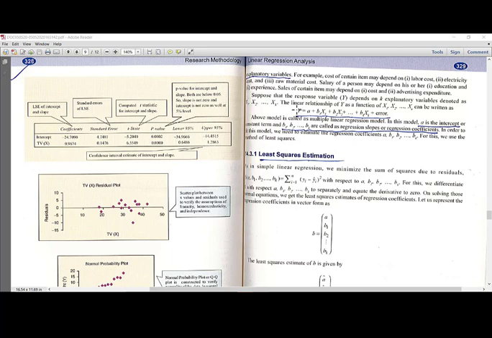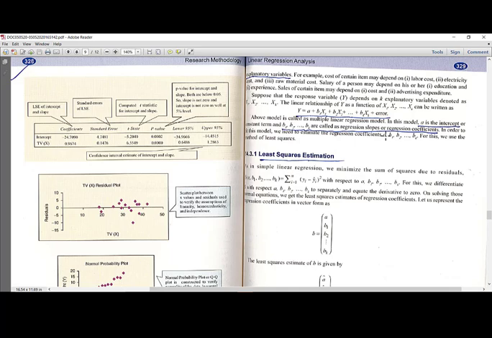The linear relationship of y as a function of x1, x2, up to xk can be written as y equal to a plus b1 x1 plus b2 x2 plus etc. plus bk xk plus error. The above model is called the multiple linear regression model. In this model, a is the intercept or constant term, and b1, b2, etc., bk are called regression slopes or regression coefficients. In order to fit this model, we need to estimate the regression coefficients and the constant. A is the constant. B1 to Bk are the regression coefficients.